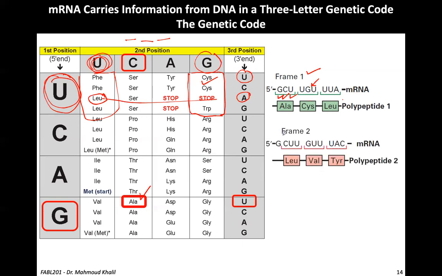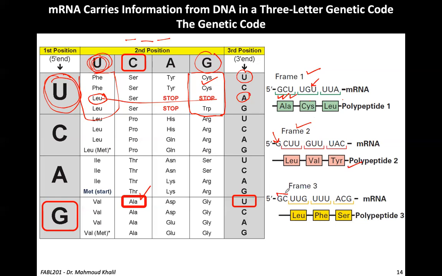So what is frame 2? Sometimes the ribosome skips one of the nucleotides and starts reading the triplets. Once it skips 1 nucleotide, that's called frame 2 of translation. You can see that the polypeptide formed is totally different. It can as well skip 2 nucleotides and start reading triplets, and this is called frame 3.